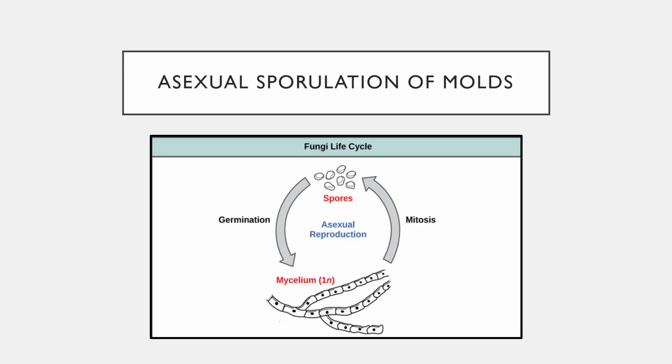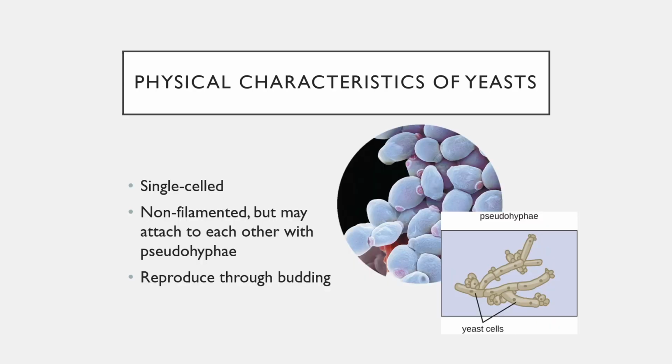So now that completes our discussion of molds, and we're moving on to yeasts, which is another type of fungi that is not multicellular like the molds, but single-celled. They are also not filamented. They are single-celled, as you can see here in this image, but they may attach to each other through the production of these short truncated filaments called pseudohyphae that you can see depicted right here.